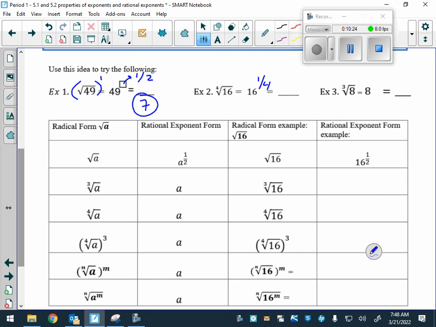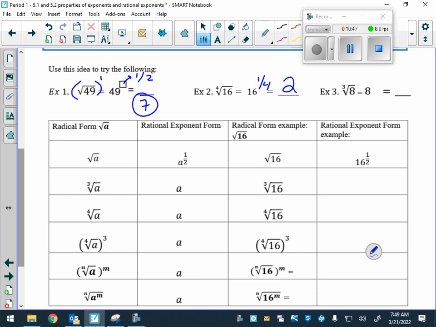Okay. Then, if we see the 4th root of 16, we would rewrite that as 16 to the 1/4, and we'll explain in a second. What is the 4th root of 16? Anybody know? No? It's okay. Thank you for guessing. 2. Okay, the 4th root of 16 is 2.